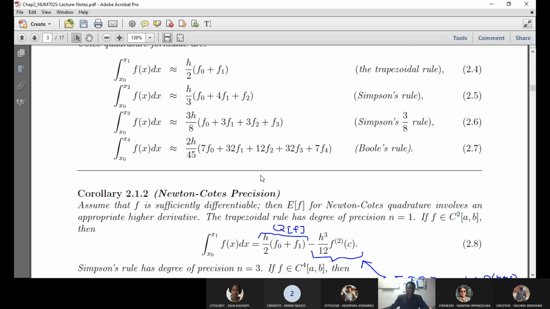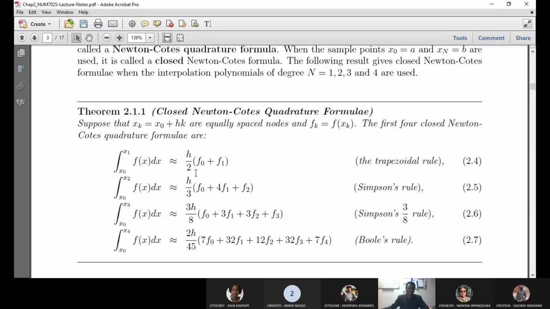In most cases, you will not be memorizing all these error terms. The thing that you really need to know is the formula, particularly for these three, and the last one, Boole's rule, is rarely used. I encourage you to remember these three, or at least these two, the trapezoidal rule and Simpson's rule. At most, you can go up to Simpson's 3/8 rule. That would be good. So now let us do that. That's what we are going to tackle today.